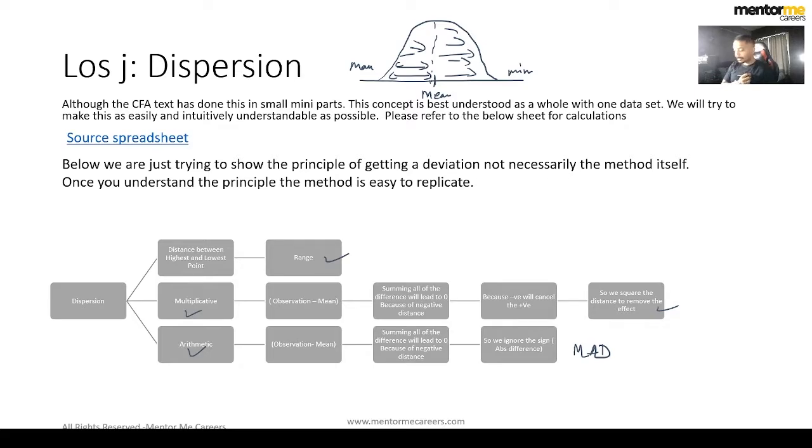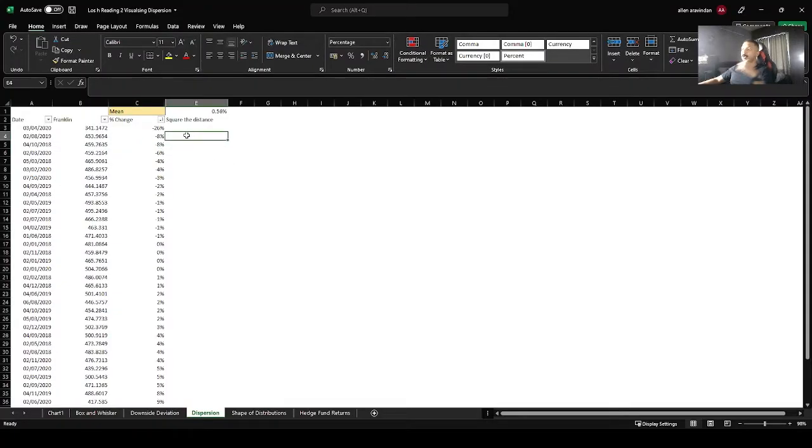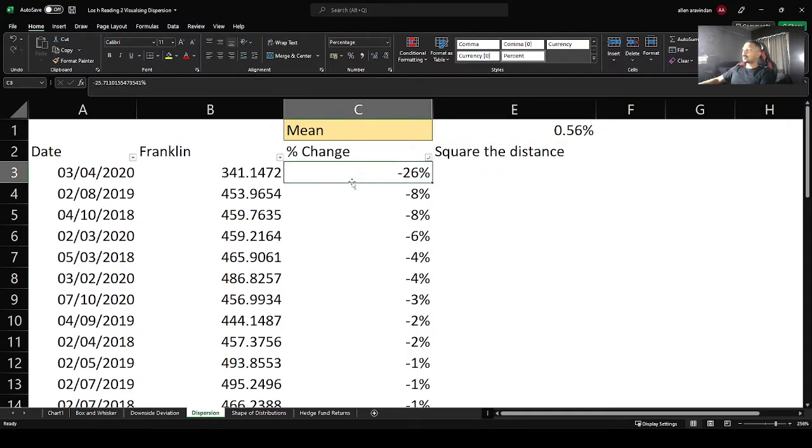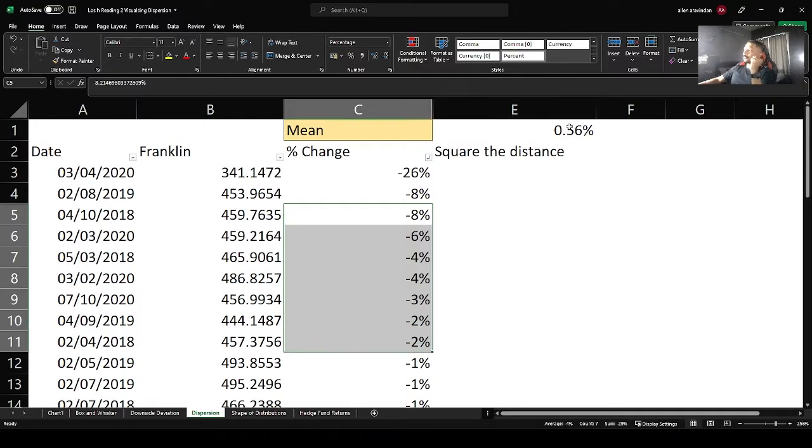So it's better that we quickly shift into a spreadsheet. In the spreadsheet, we want to find the dispersion. Remember, we had two methods: the multiplicative method and the arithmetic method. Let's start with the multiplicative method, because that is the most important one. We know that the mean is 0.56. Now we want to find the distance between each of these 26 observations and 0.56.